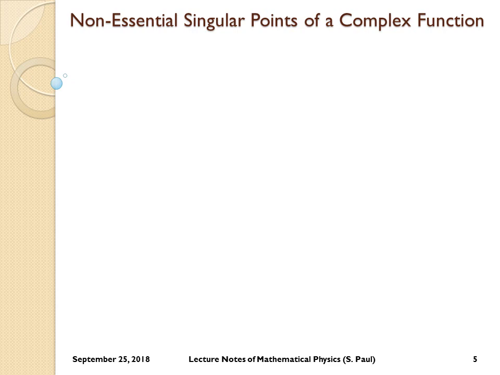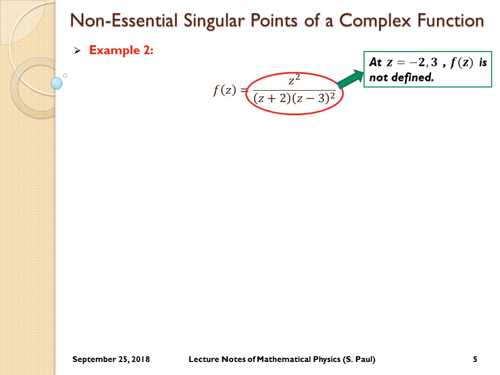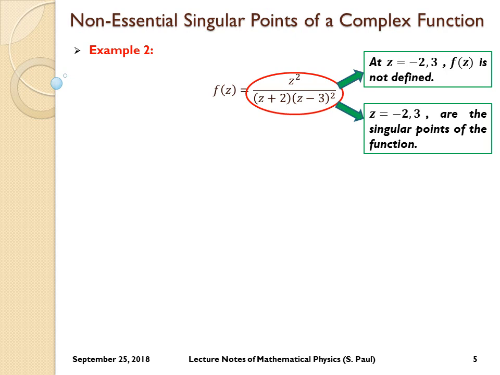Next, we'll take the second example. The function is f of z equal to z square upon (z plus 2) into (z minus 3) whole square. As we can see, at the points z equal to minus 2 and 3, the function is not defined. That means z equal to minus 2 and 3 are the singular points of the given complex function.